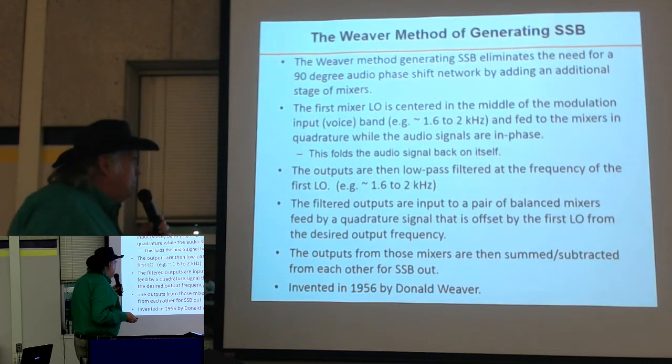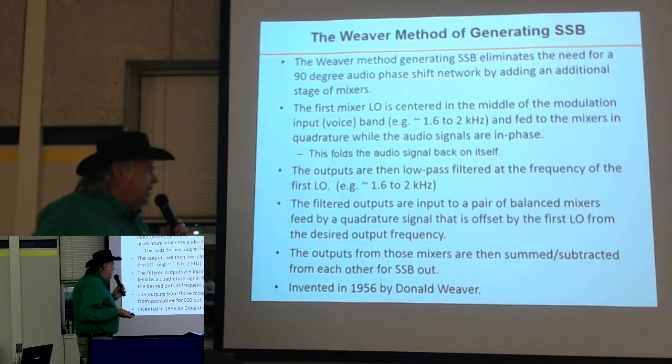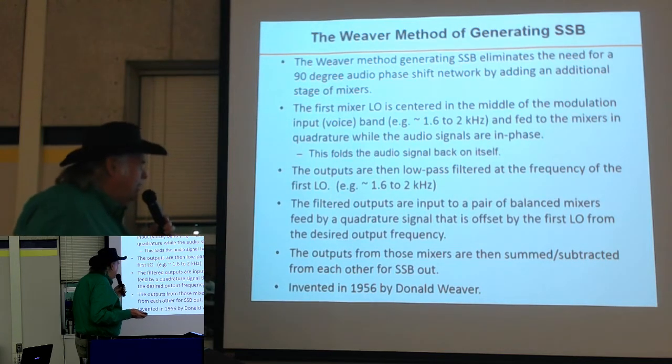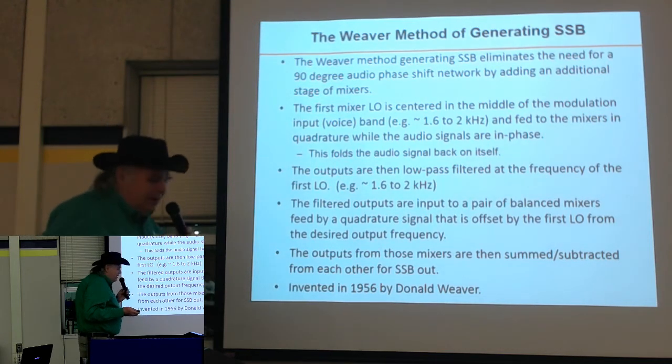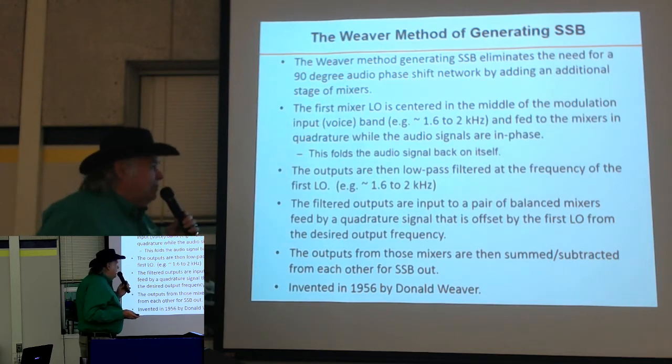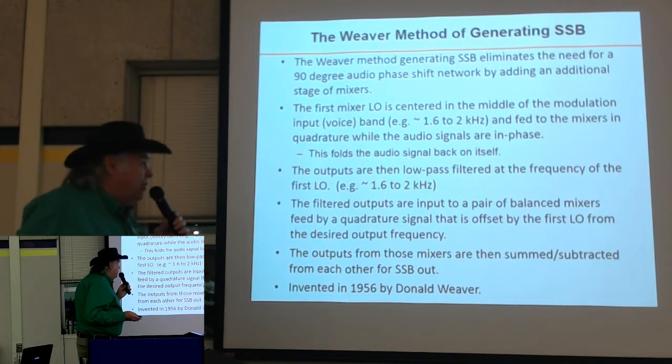And then the filtered outputs from that are applied to a different pair of balanced mixers, which are set by the first LO for the desired output, and we'll show you why that is real quick. Then the outputs are summed, and we get single sideband out. So this is single sideband with no 90 degrees audio phase shift.